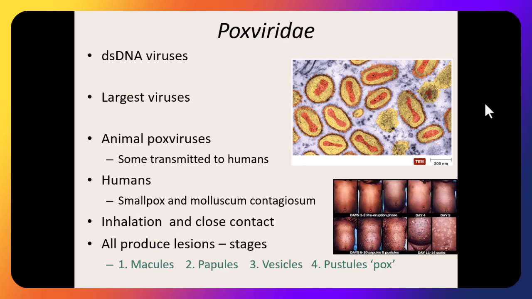Most viruses that are in this group are animal pox viruses, that if we are in close contact with those animals, if their animals are similar with some of the same proteins on the cells as us, they can get transmitted to humans, and we'll talk about a couple. The only viruses in the Poxviridae family that routinely have been known to affect humans are the smallpox virus and the molluscum contagiosum virus that we'll talk about. They're picked up through inhalation, close contact.